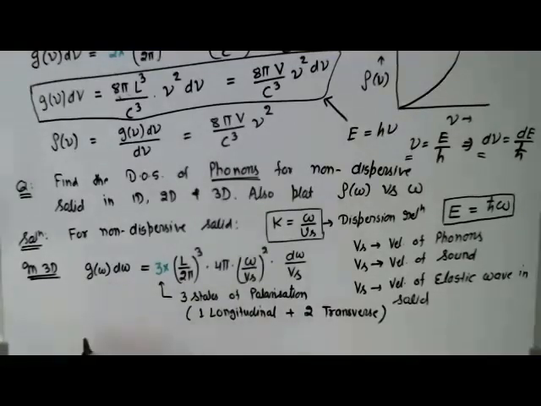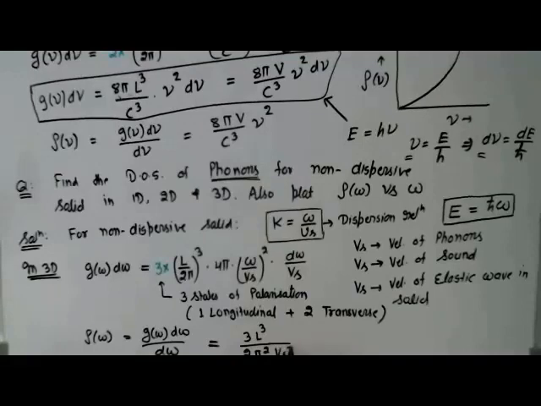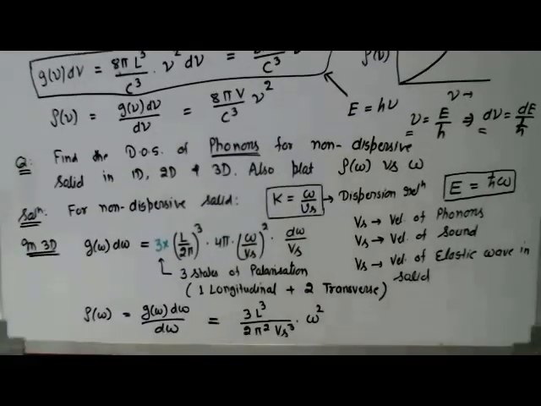So you can find rho omega simply, that is g omega d omega upon d omega. So this becomes 3 times 4 divided by 2, so this becomes 3 L cube. Am I right? And 8 divided by 4 into 4 times 2 times pi square into Vs cube into omega square. So this is the quantity representing the density of states of phonons in 3 dimensions.